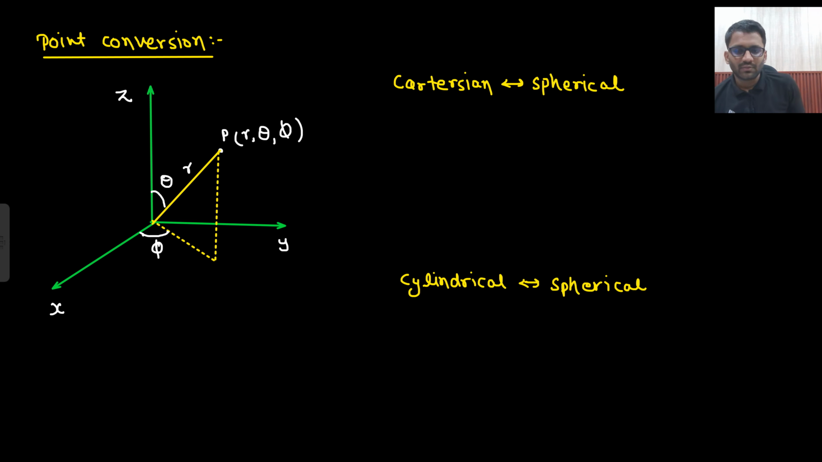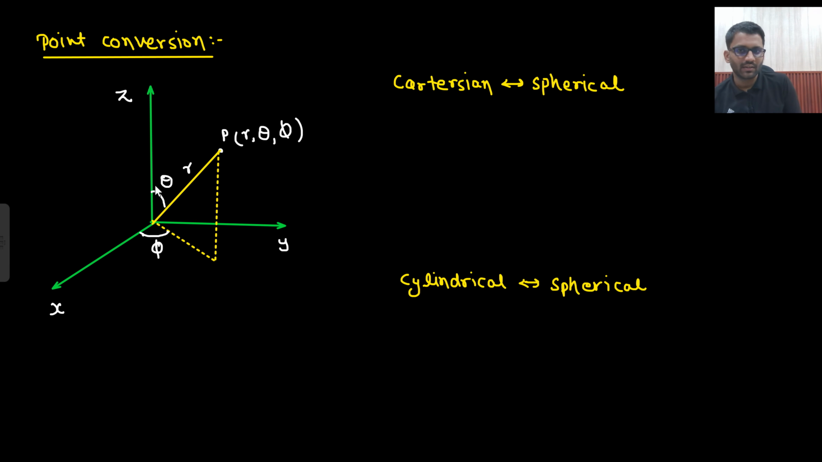Now conversion. Let's see the conversion now. So from Cartesian to spherical we are going. I need to find the relation between x and r, theta, phi, y and r, theta, phi, and z and r, theta, phi. This relation I need to find. Okay, so let's do it very easily.